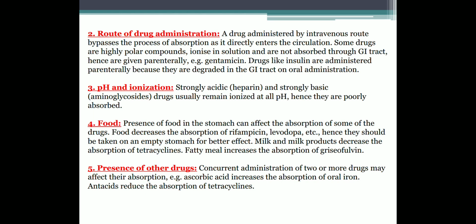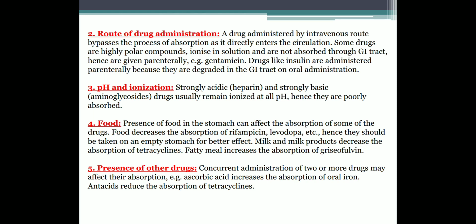And drugs like insulin are administered parenterally because they are degraded in the GI tract on oral administration. Third factor, pH and ionization, the pH of the drug, for example. Strongly acidic and strongly basic drugs usually remain ionized at all pH, hence they are poorly absorbed.